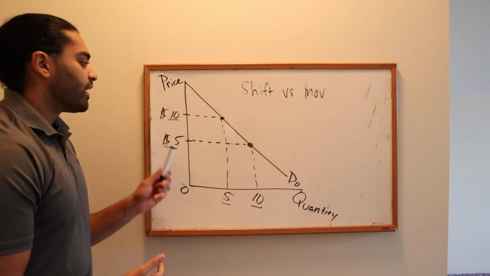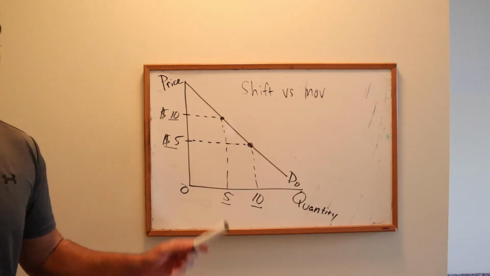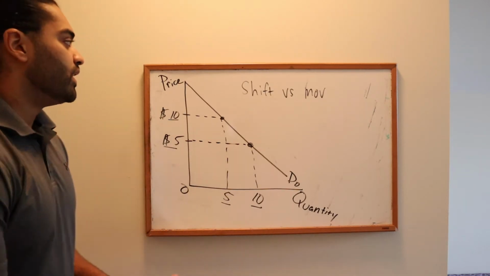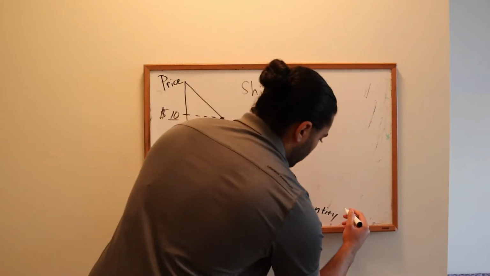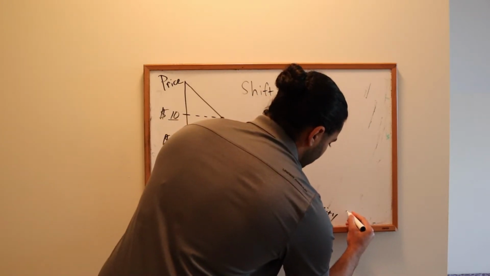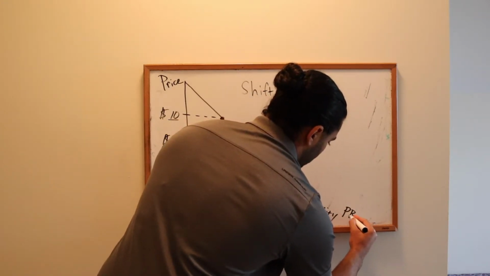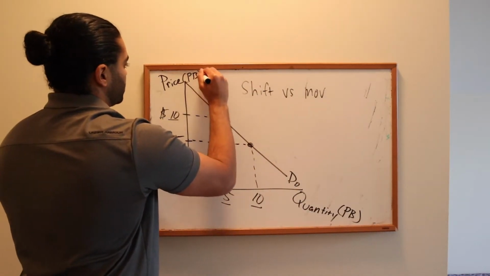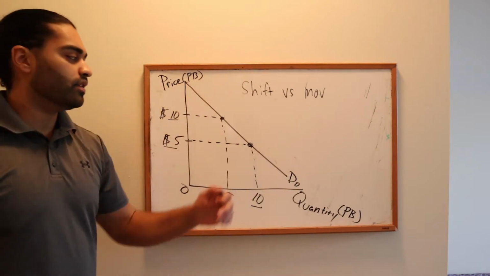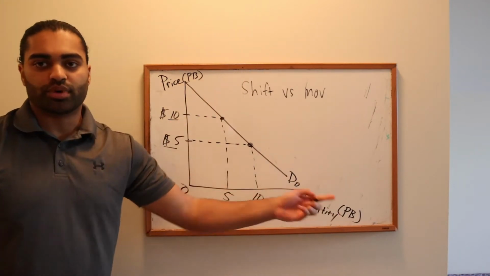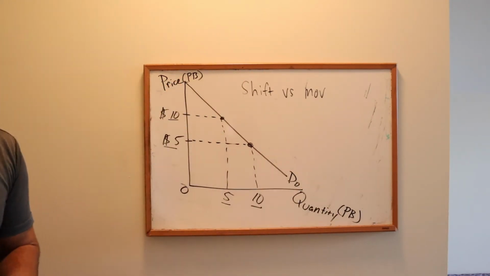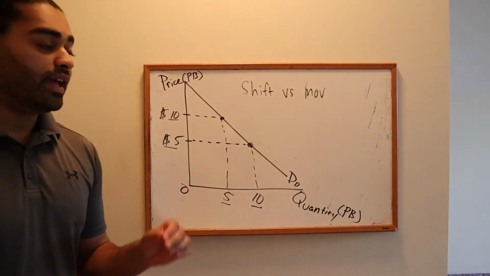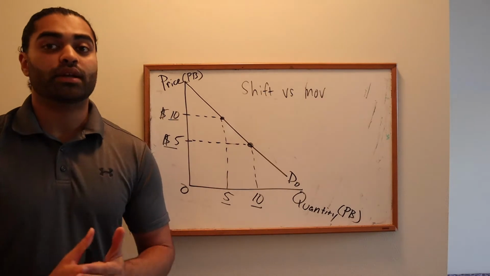Now, the only thing that can cause a movement along the demand curve is a change in the price of the good itself. So let's say we're looking at the market for peanut butter. PB is peanut butter. This is a market for peanut butter. To denote what it is, you can write a little chart title or just put PB in parentheses. In this case, the only thing that can cause a movement along this curve is the change in the price of peanut butter itself.